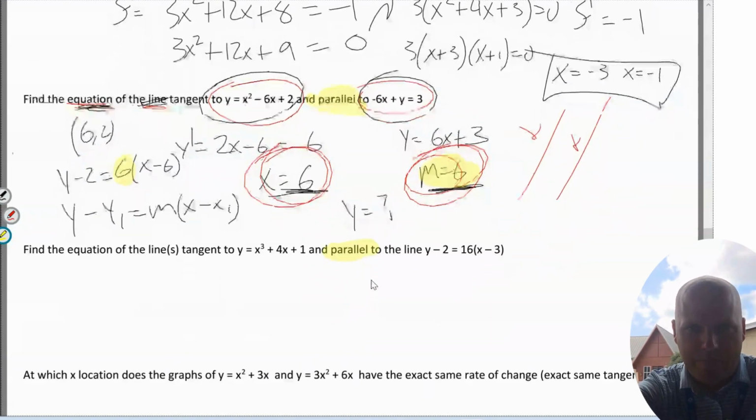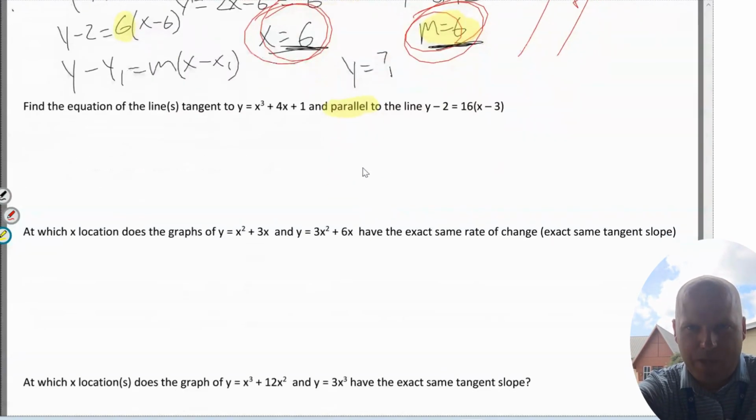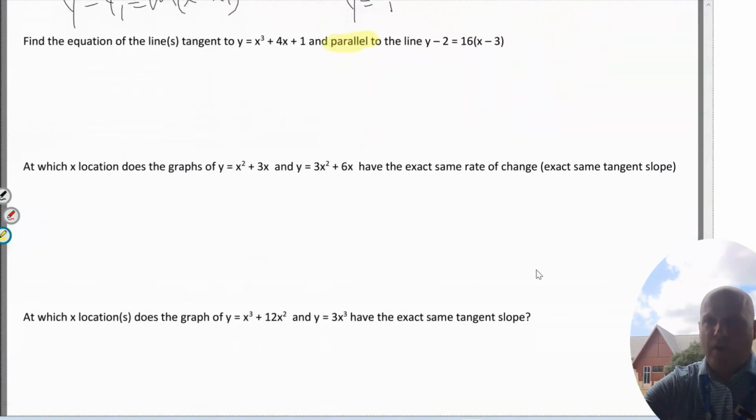So I'm not going to graph that just because I want a better answer. Find the equation of the lines tangent to this and parallel to this. Okay, well, this line has the slope of 16. So I'm going to figure out when this has a slope of 16. When will this function have a slope of 16?